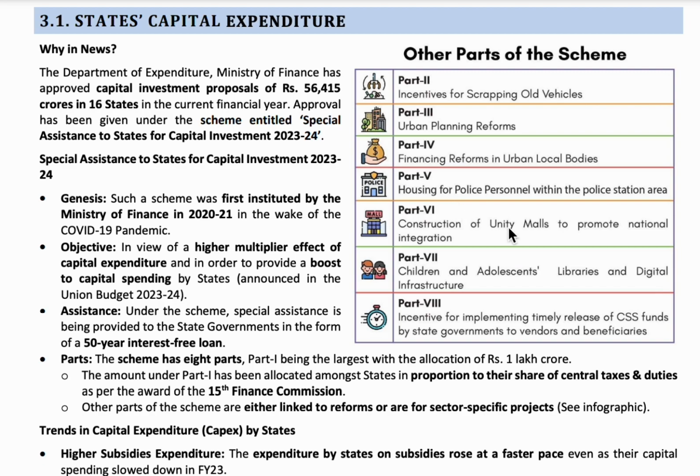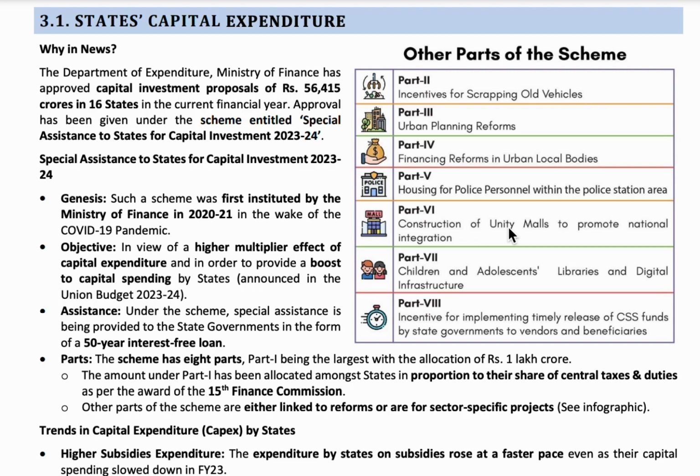Okay, so the seventh part is children's and adolescents' library and digital infrastructure. The eighth part is incentives for implementing timely release of CSS funds by state governments to vendors and beneficiaries. So all these are the eight parts of this special assistance to states for capital investments.